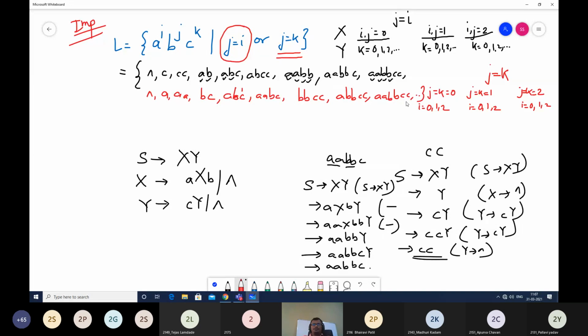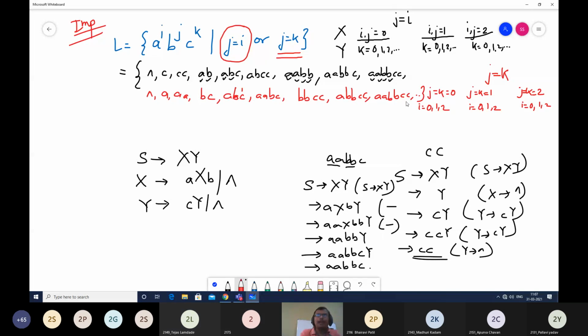Is it understood how I have written strings for J is equal to K? Yes, students? Yes, sir.